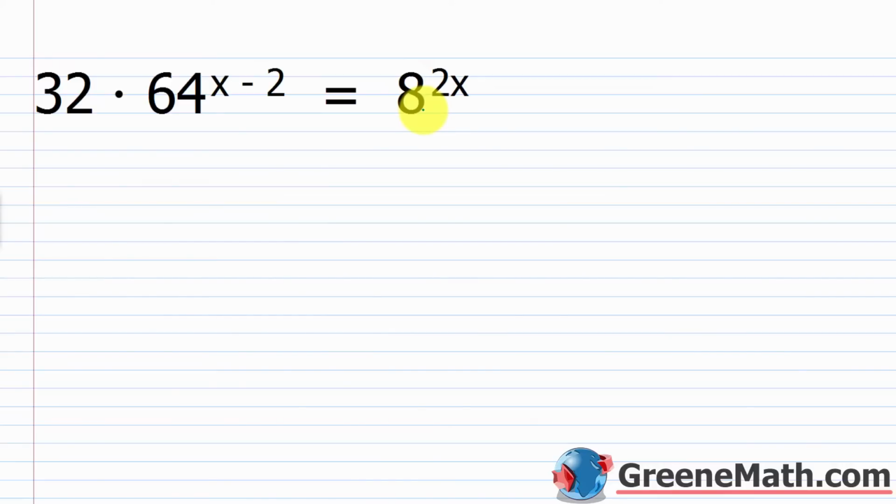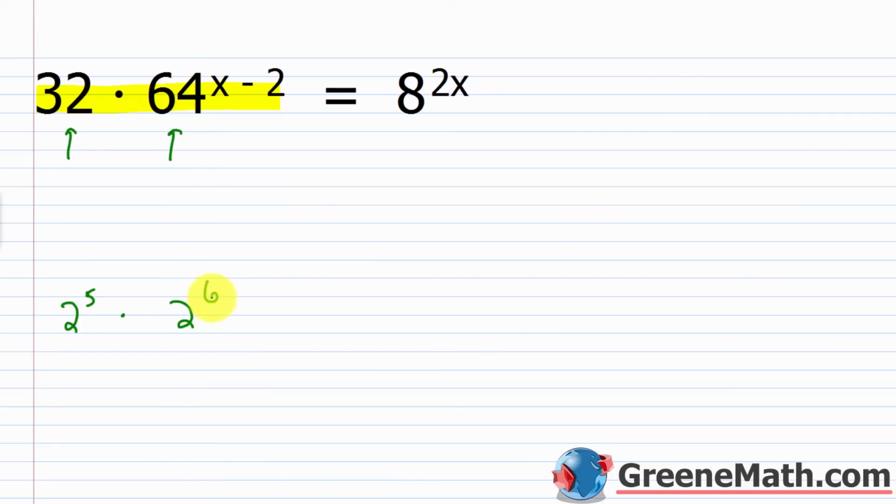So the idea here is to have the same base on each side of the equation, and then we can set our exponents equal to each other, and we can solve. So in order to do that, I want to just start by cleaning up the left side. And with 32 and 64, I can think about a common base of 2, right? 32 I could write as 2 to the 5th power. So then 64 I could think of as 2 to the 6th power. So times 2 to the 6th power.